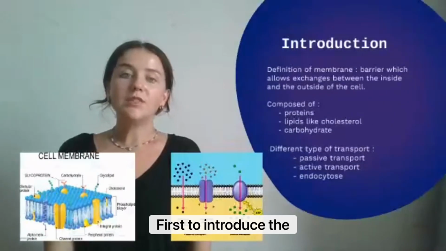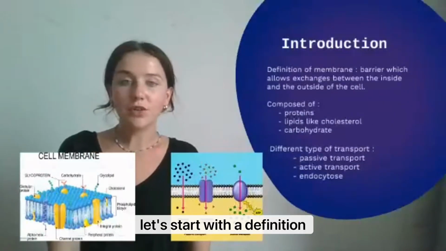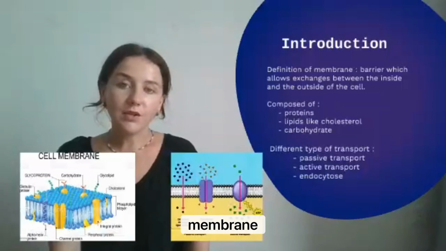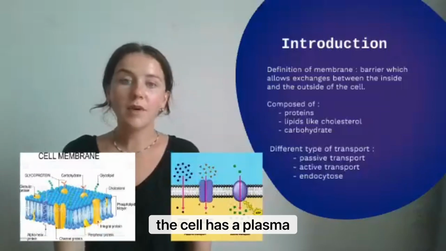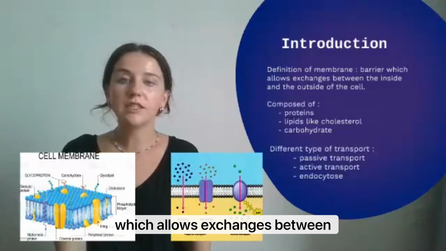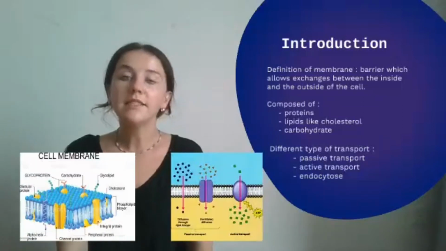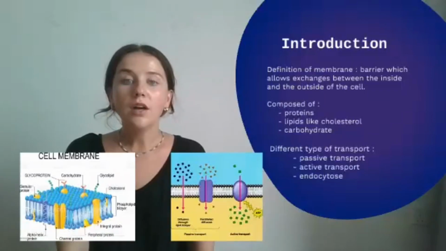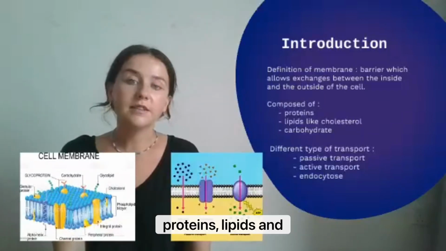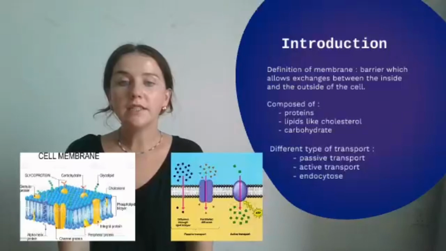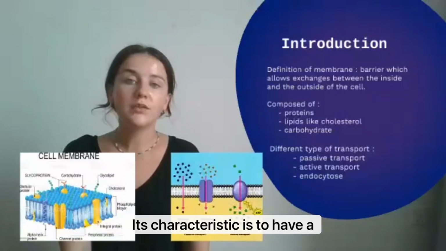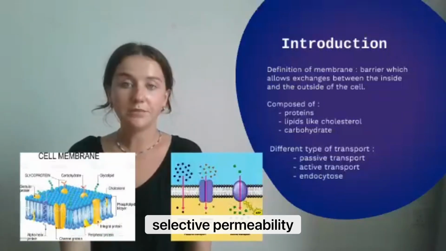First, to introduce the subject, let's start with a definition of the cell membrane. The cell has a plasma membrane which allows exchanges between the inside and the outside of the cell. It is composed of proteins, lipids, and carbohydrates. Its characteristic is to have a selective permeability.